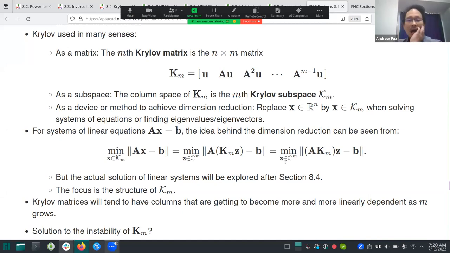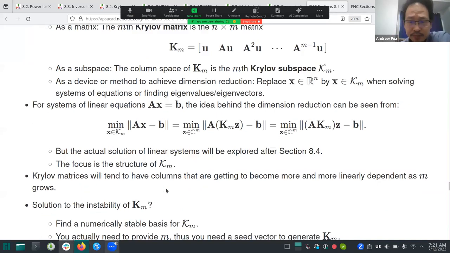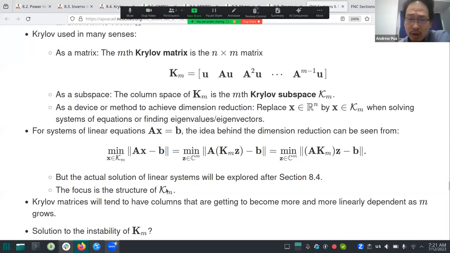So the section doesn't really show how to solve this, but the focus is more about the structure of K_M and why you see the dimension reduction. Okay. Of course, you don't get this for free.